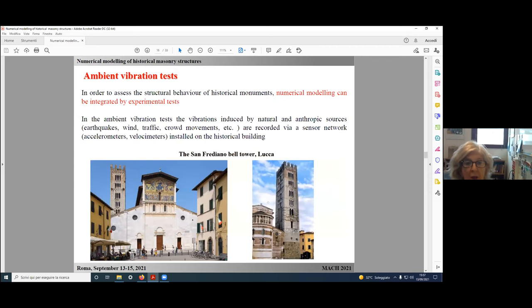Okay, so now let us consider the ambient vibration test, because in order to assess the structural behavior of historical monuments, numerical modeling can be integrated and coupled with experimental tests. So in the ambient vibration test, the vibrations induced by natural and anthropic sources, such as earthquakes, wind, traffic, and crowd movements, are recorded via a sensor network, which is composed of accelerometers and velocimeters, installed on the historical building. Here in this slide, you can see the San Frediano Bell Tower in Lucca.